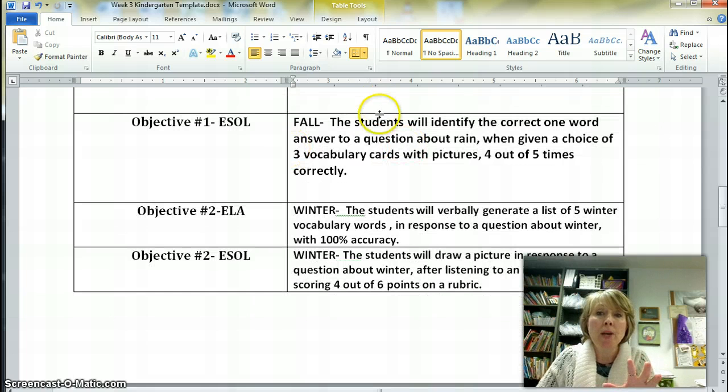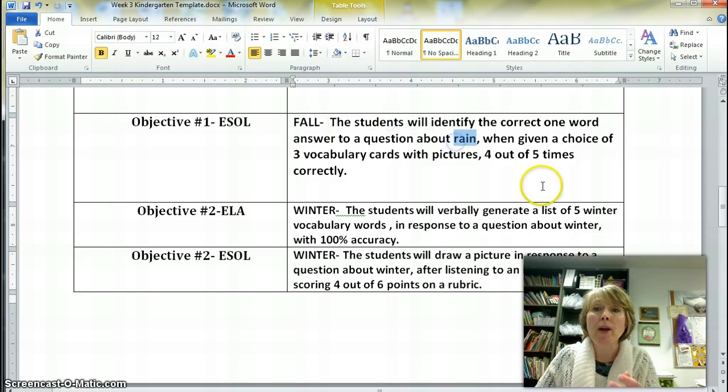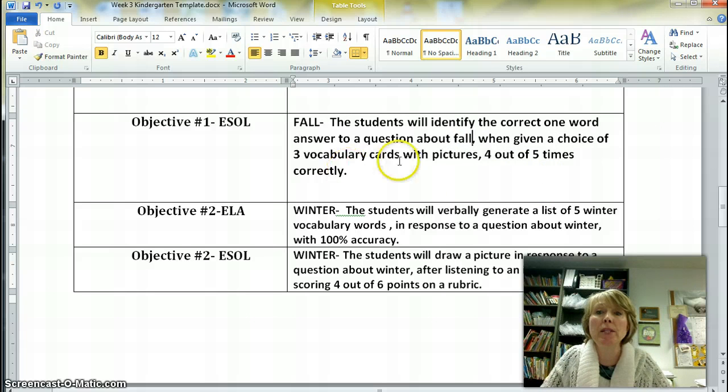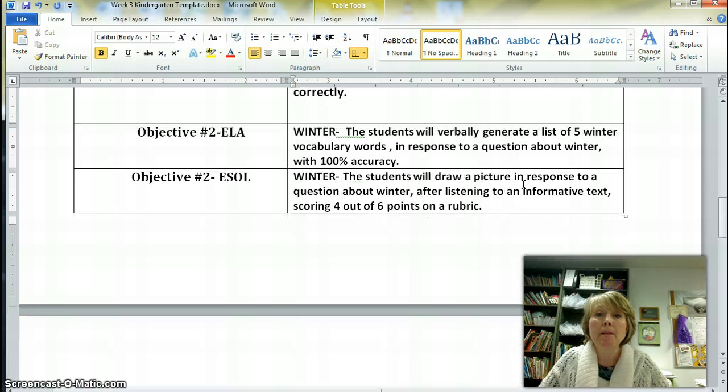So for ESOL objective number 1, I put the students will identify the correct one-word answer to a question about rain, oops, that's supposed to be fall. I changed my mind on the theme, sorry. When given a choice of 3 vocabulary words, cards with pictures, 4 out of 5 times. So these ESOL learners are going to get a choice of 3 vocabulary words to choose the correct answer. So that is an adaptation.